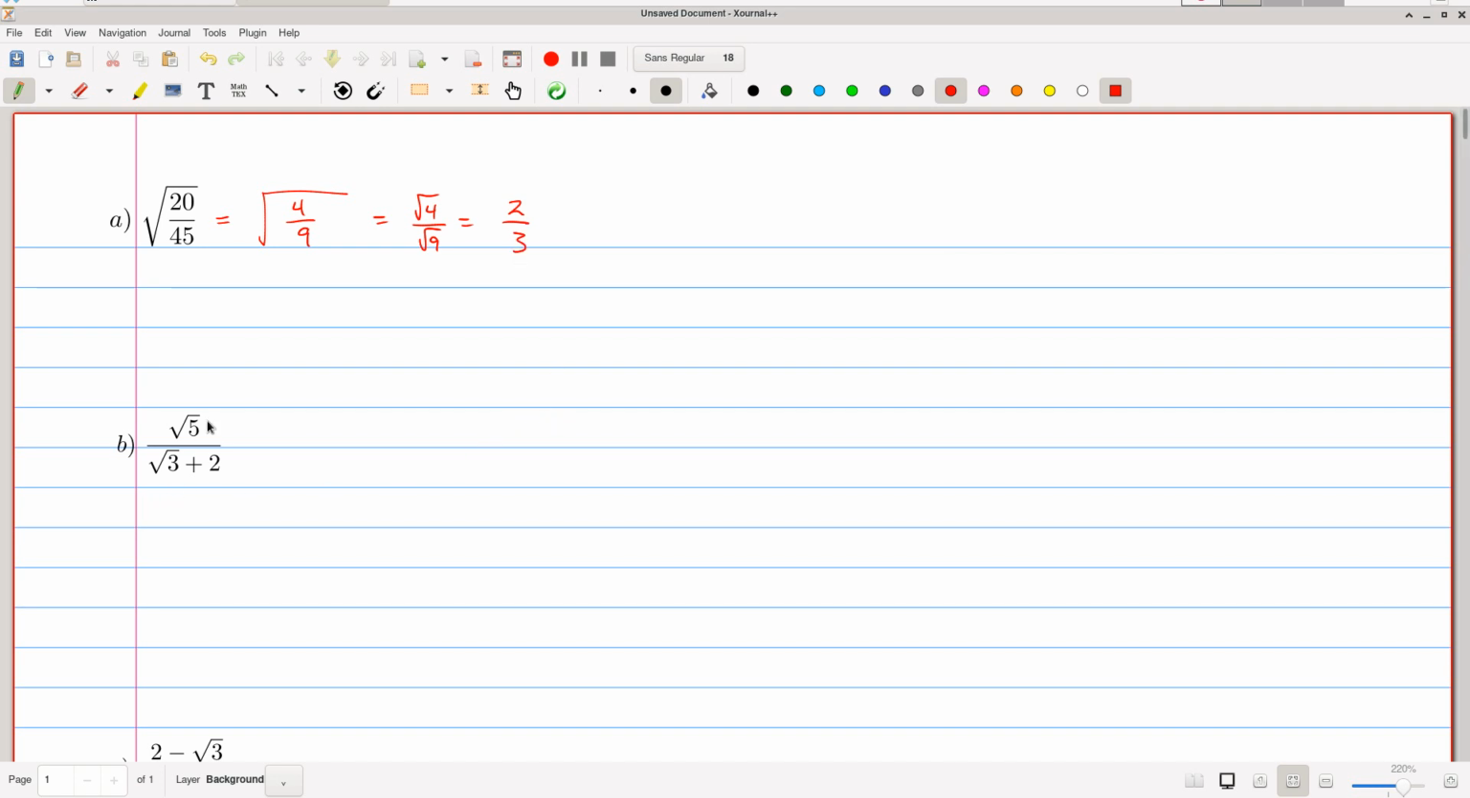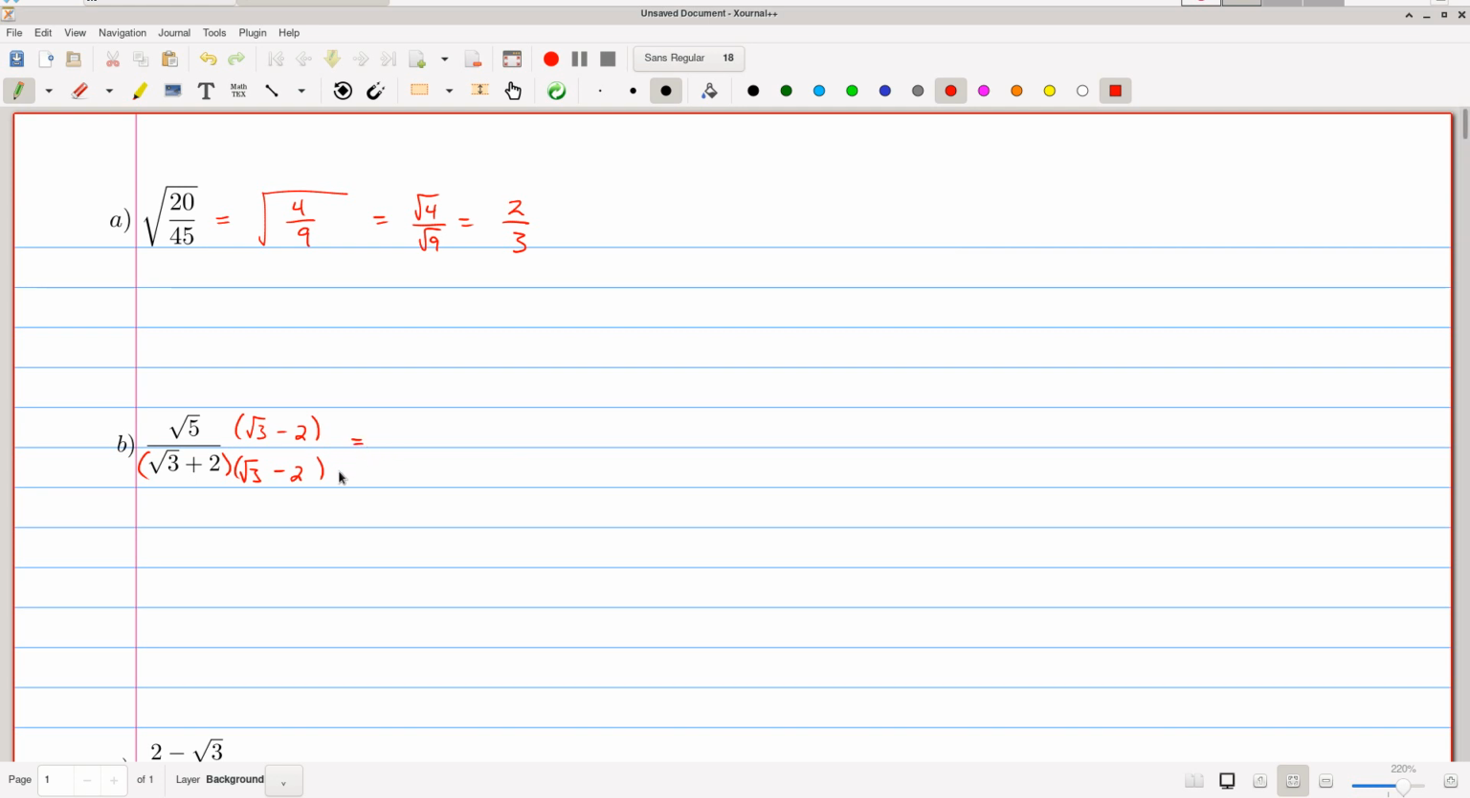B. Radical 5 over the square root of 3 plus 2. We have two terms in the denominator, so to get rid of this problem, we're going to multiply the top and the bottom both by the conjugate of the denominator. So we're going to multiply by radical 3 minus 2 in both the top and the bottom.